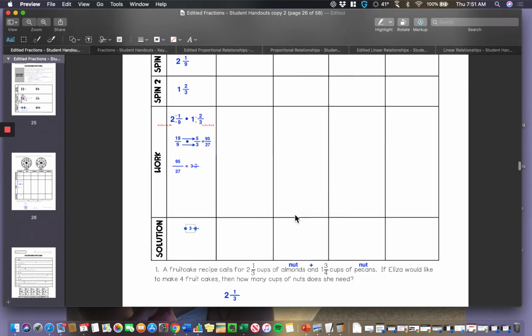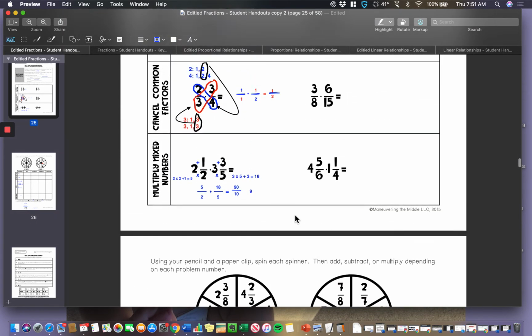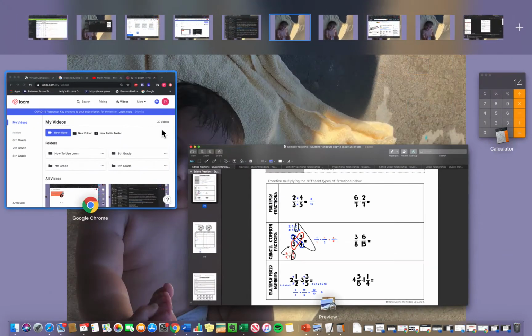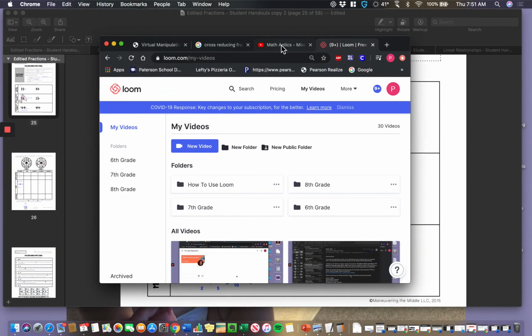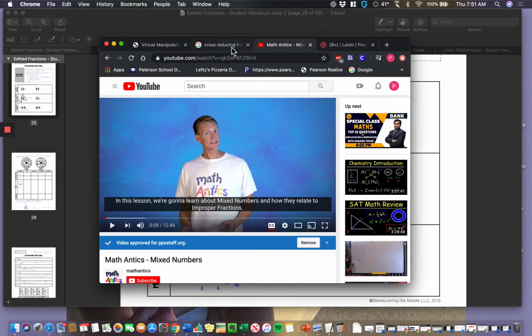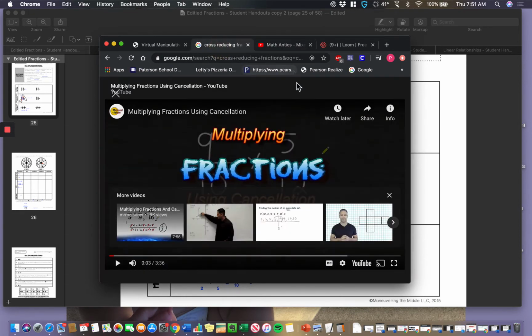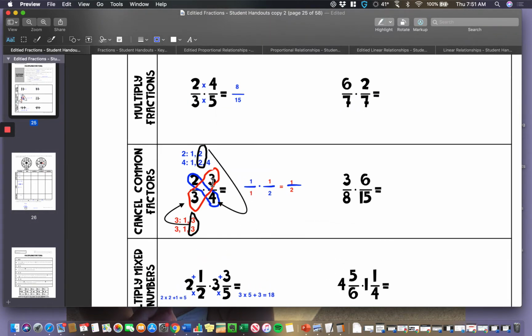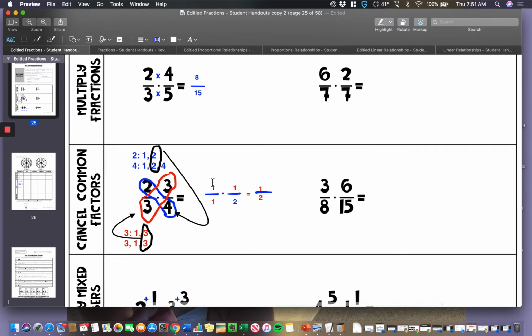So just a quick recap. I do have a couple videos to show you, and I'm showing you at the end here. So one of the videos here that I wanted to show you was mixed numbers and cross reducing. So I'm going to go to the cross reducing video here just to show you this process one more time and how it was done.